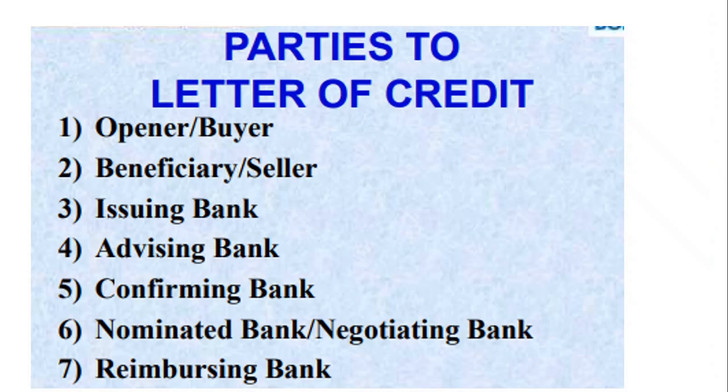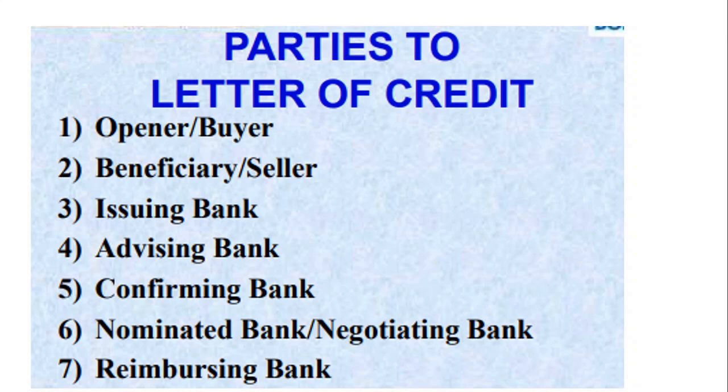Now these are the various parties to a letter of credit. One is the buyer, second is the seller, third one is the issuing bank. The issuing bank is nothing but the bank which is connected to the buyer. The buyer is also called an opener. The seller is also called a beneficiary. The advising bank is an intermediary bank. The confirming bank is the bank that validates and cross-checks the genuineness of the documents. Then you do have a negotiating bank.